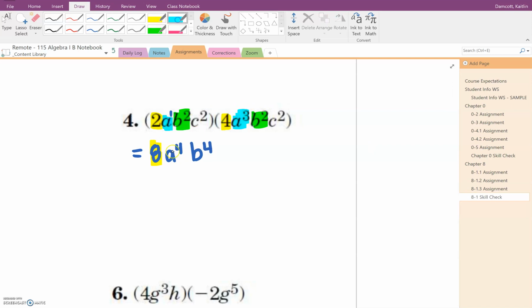Oh, I should have highlighted. This should be blue. This is going to be green, except it's blue.